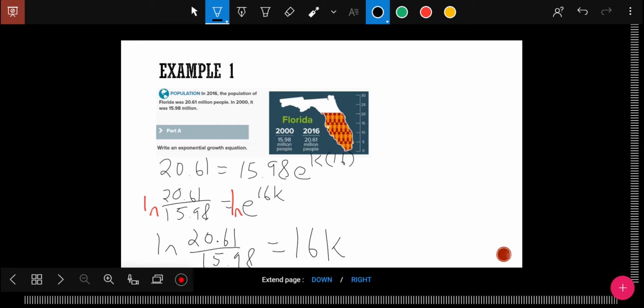Now I'm going to divide both sides by 16. So I have ln of 20.61 over 15.98, divided by 16, equals k. You plug that into the calculator, and you'll probably end up rounding. I got k as 0.0159. When you type that into a calculator, you do ln and then 20.61 divided by 15.98, and you probably need to close the parentheses and then divide by 16. Or do them as two separate parts: do the whole top and then divide by 16.